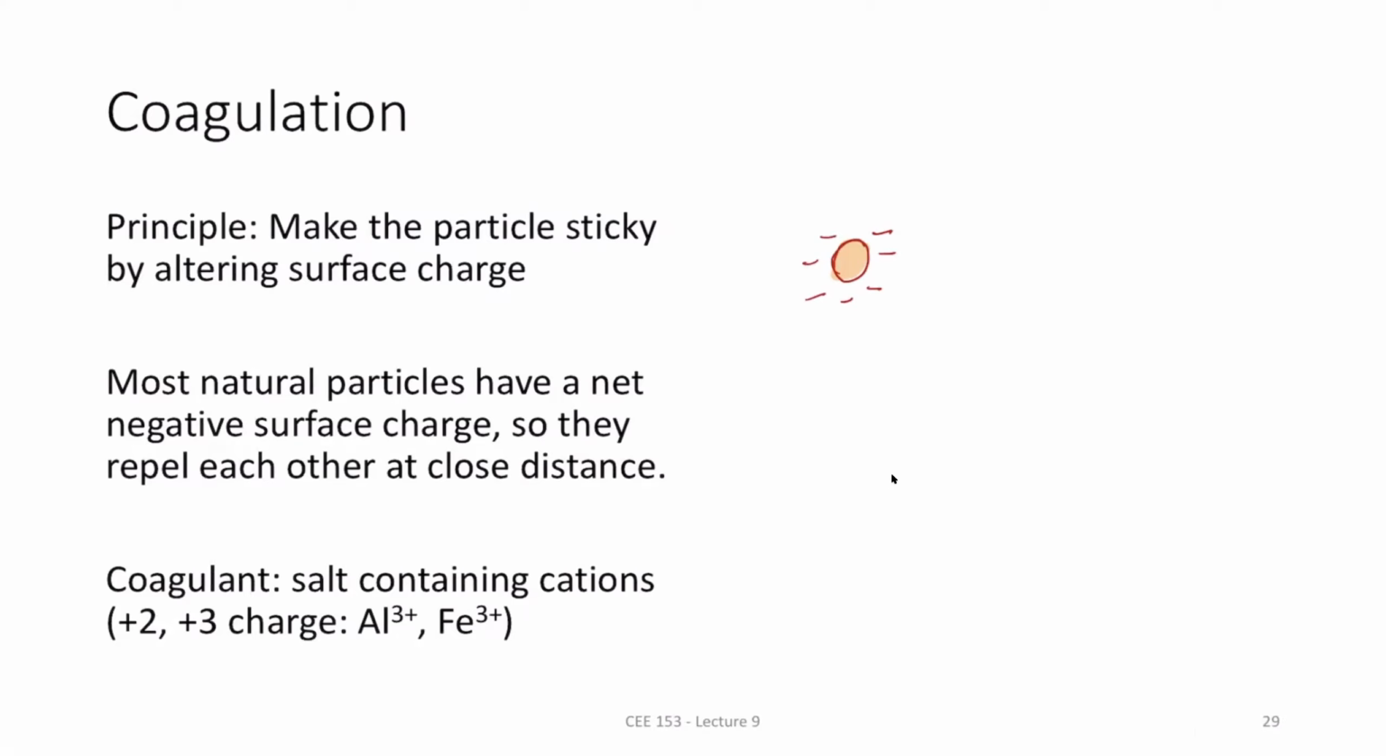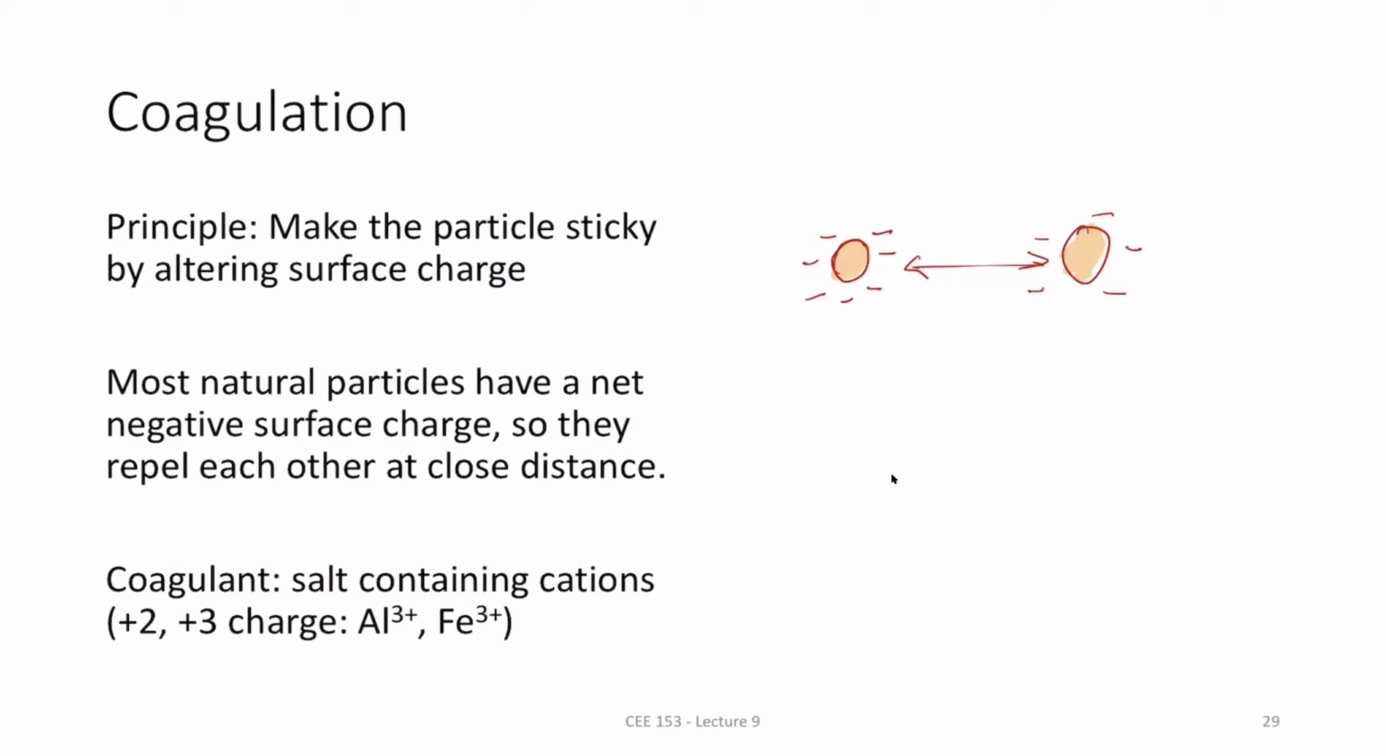So if it has negative charge, what does that mean? If you bring another particle close to it, and it also has negative surface charge, then they are going to repel each other. And because of that, they stay suspended. So your goal is to make them stick with each other. How do you do that? You have to reverse that negative charge. You have to at least make them neutral.